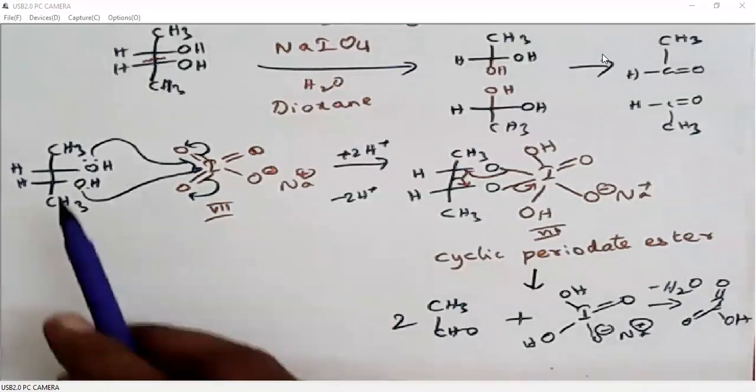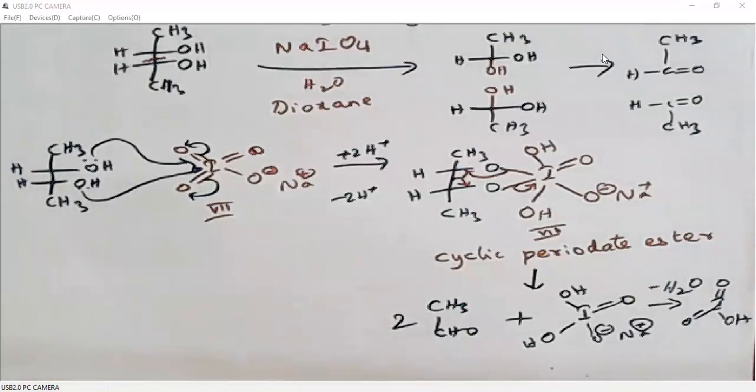So for the cleavage of 1,2-diols with sodium periodate, cyclic periodate ester formation is most important.